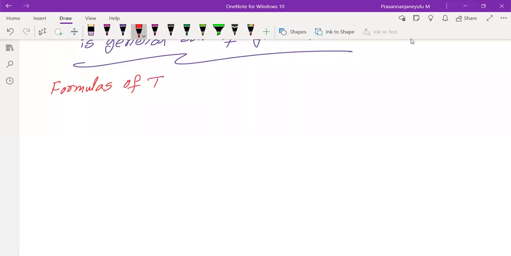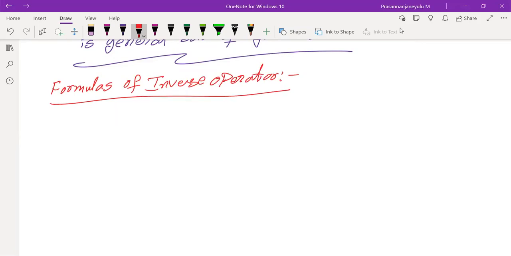Formulas of inverse operator. In the next 5 minutes, we are going to finish this unit. What we discussed: D is nothing but d by dx generally, and 1 by D is nothing but integration with respect to x.